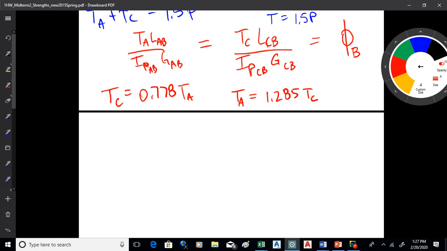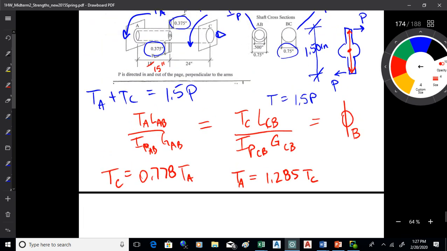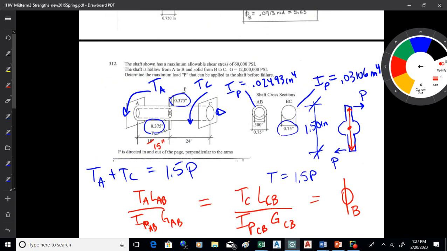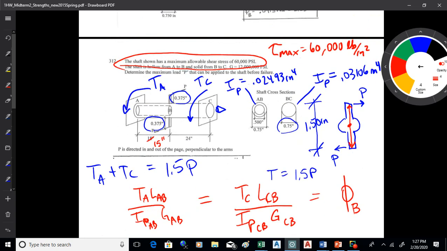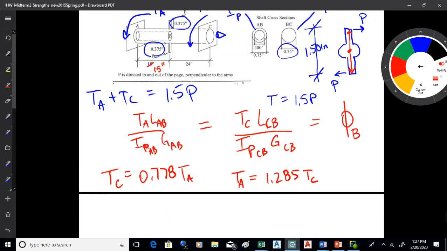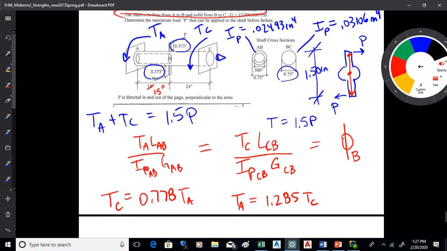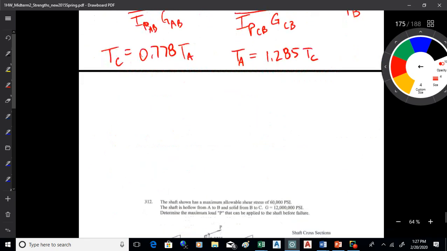All right. Now, the next thing here is you've got some criteria on this, and the criteria is you've got a maximum allowable shear stress. It's 60,000 psi. So tau max is 60,000 pounds per inch squared. Okay. So what you want to do is relate that to the torsion, because the shear is this whole other variable to throw in. We're getting so many variables here, we can't handle them all. So we're going to have to get that shear translated into a torsion.